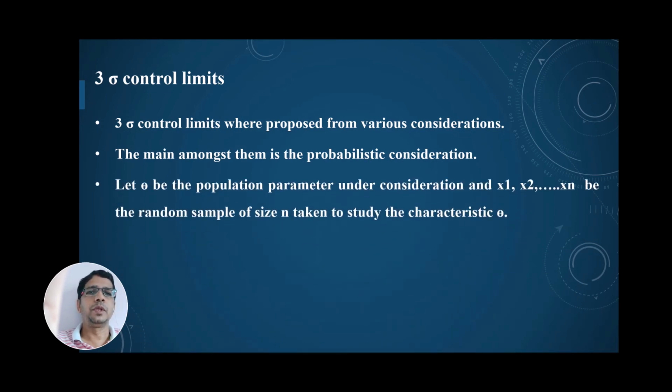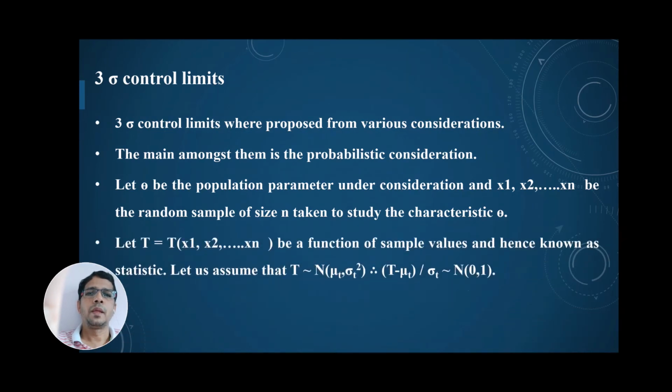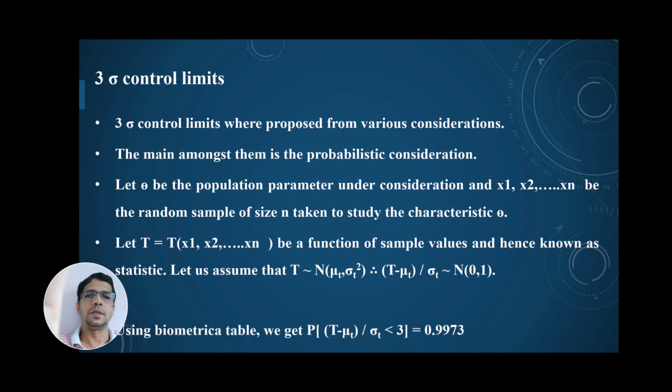Let theta be the population parameter under consideration and x1 to xn be a random sample of size n taken to study the characteristic, that means the quality characteristic we are talking about. Let T, which is a function of these sample values, be a statistic. Suppose it follows a normal distribution with parameters mu T and sigma T square. Naturally, then (T minus mu T) upon sigma T will follow a normal distribution with parameters 0, 1, that is the standard normal variate.